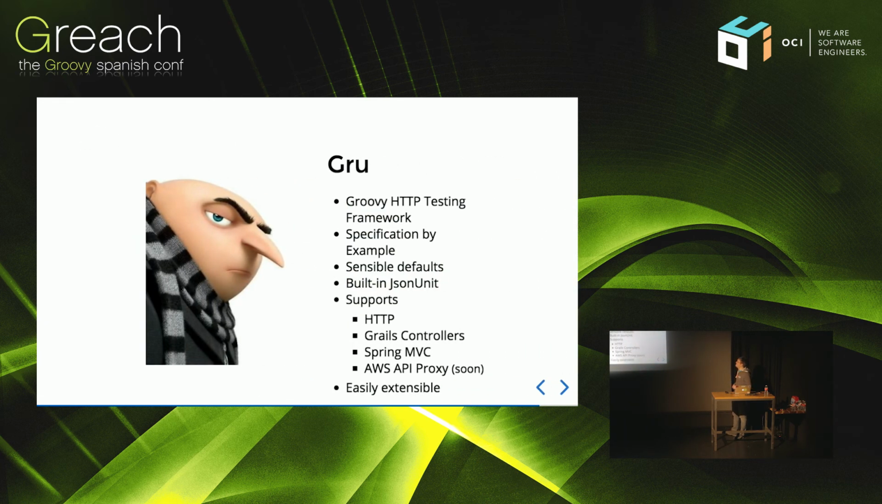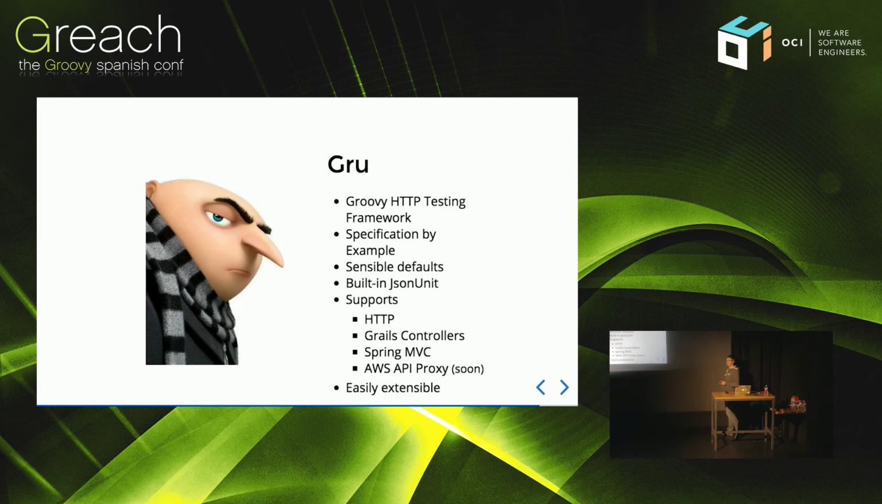So just a recapitulation. Groovy gives you a way how to test HTTP endpoints, and it goes with the specification by example. So you have plenty of JSON files, which can get generated automatically. You can change them later on if you need. It has sensible defaults.